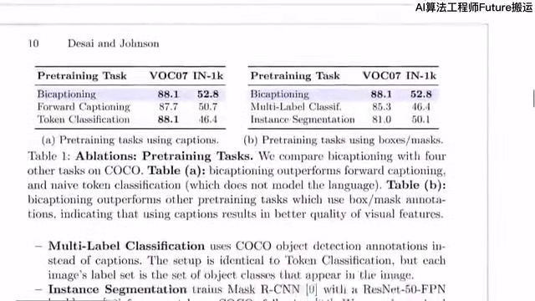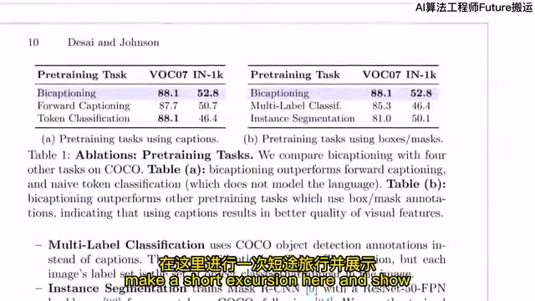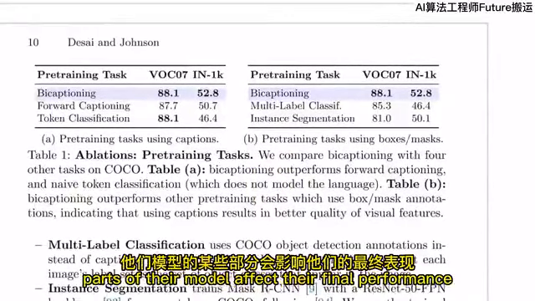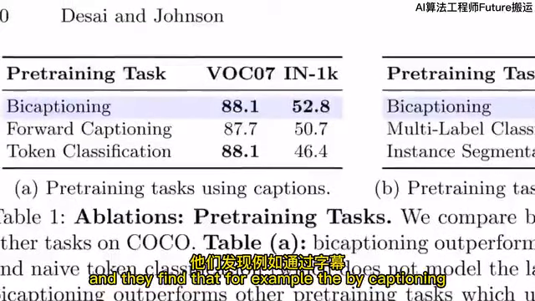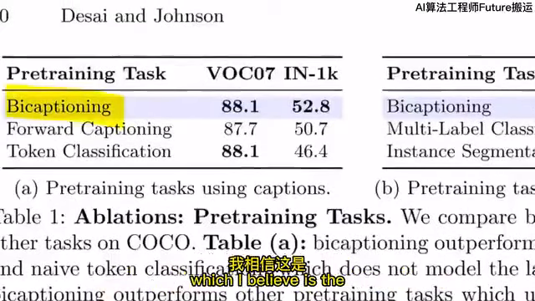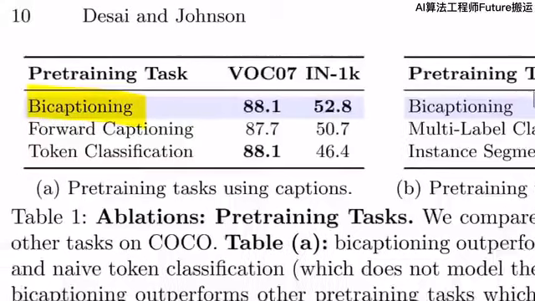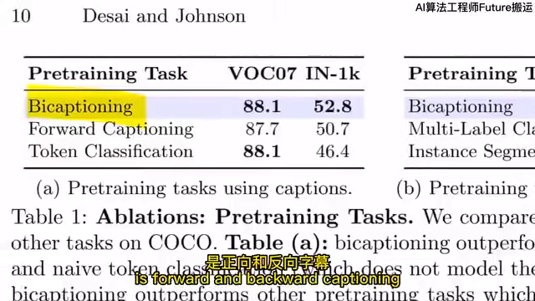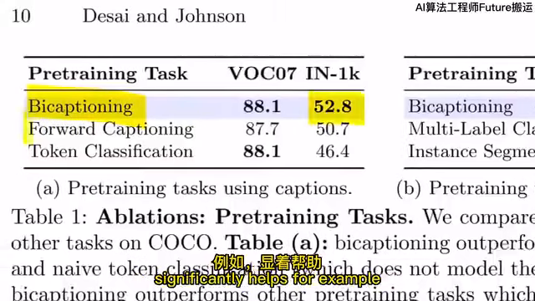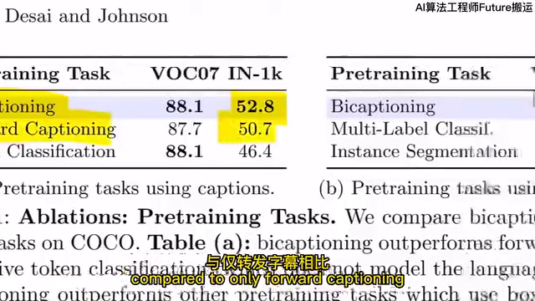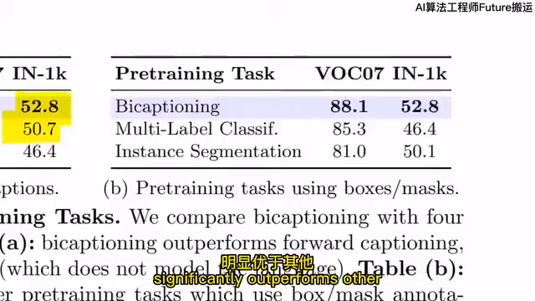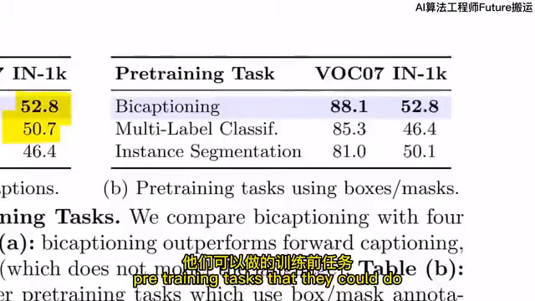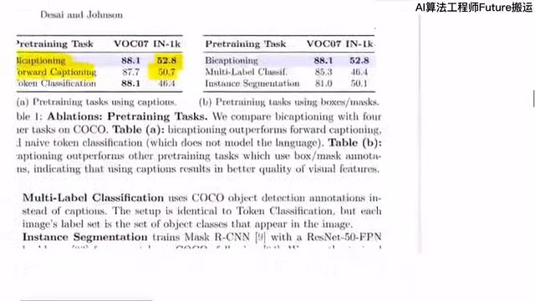They make a short excursion here and show how different parts of their model affect their final performance. And they find that, for example, the bi-captioning, which I believe is forward and backward captioning, significantly helps, for example, compared to only forward captioning. And they also find that it significantly outperforms other pre-training tasks that they could do.